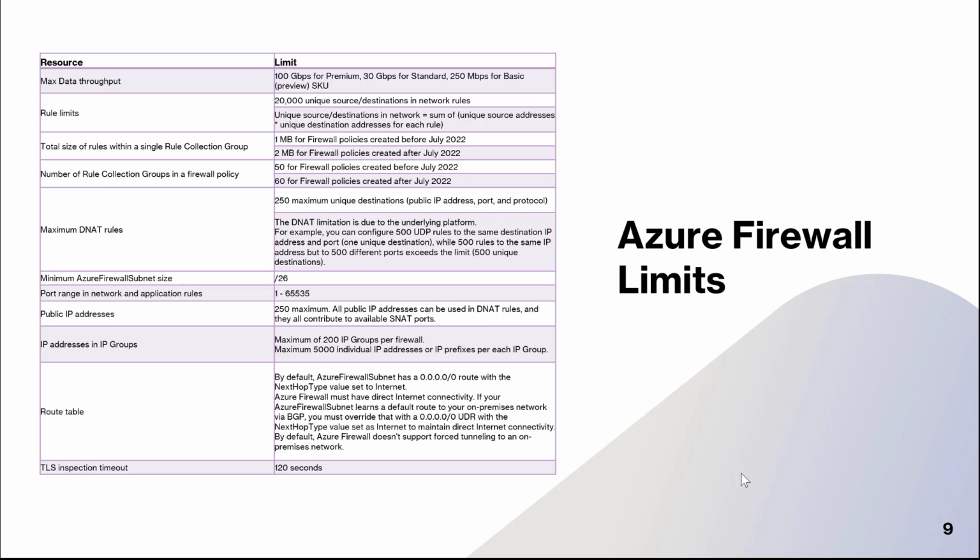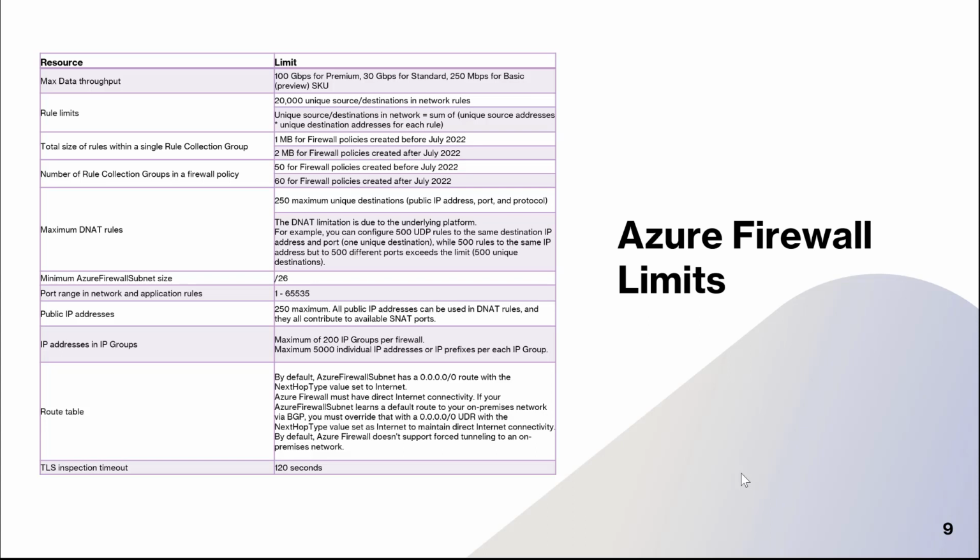Now, Azure Firewall limits. It's important to understand what the limits are because these are the key factors that I think everybody should consider before you make a decision to use Azure Firewall in your environment. So maximum data throughput is 100 Gbps for premium firewalls, 30 Gbps for standard, and 250 Mbps for basic, which is in the preview mode, right? And that's given. So depending on what your workload is, it would be an important factor to consider here.